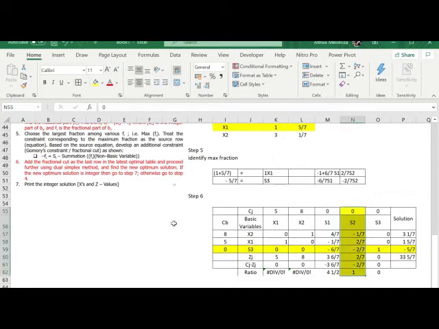Next, sundan natin siya. Find the new optimal solution. If the new optimal solution is an integer, go to step 7. Dahil hindi pa tayo integer, magsisimula pa lang tayo. Ayusin na uli natin siya. I-simplex na natin siya.